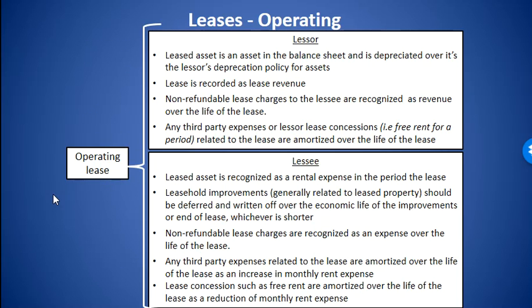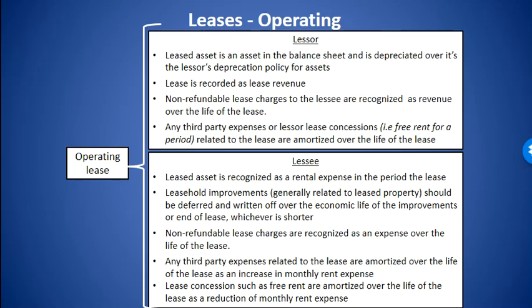In the case of the lessor, the leased asset is an asset that's on the balance sheet and is depreciated over the lessor's depreciation policy for assets. The rental payments are recorded as lease or rental revenue.